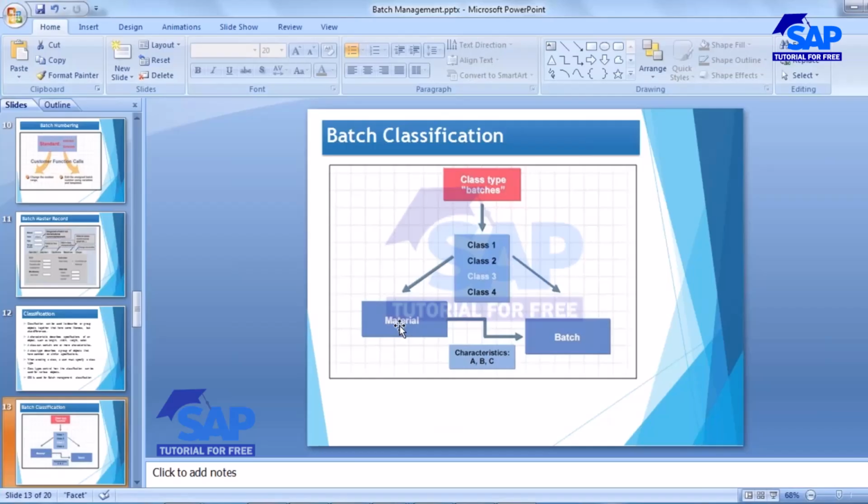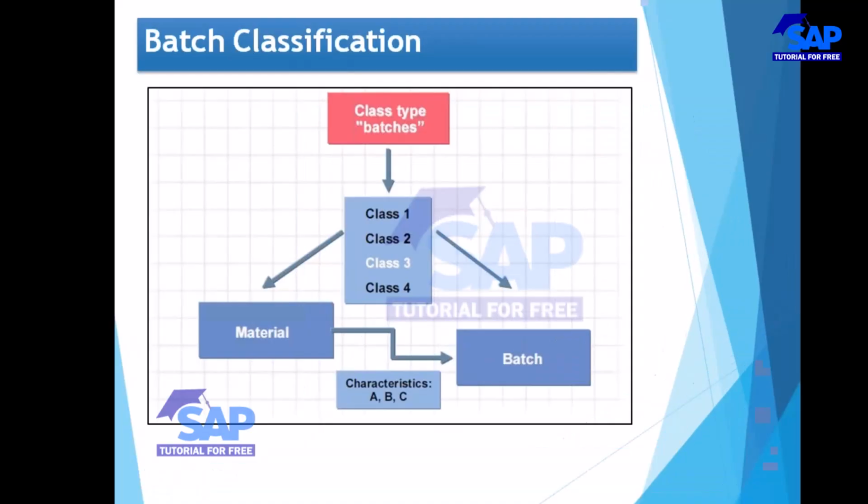So when you assign it to the material, when you are creating the batches, the classification data will get copied to the batch. So you create a batch class that you will assign in the material master. When you create the batches for this material, that classification data will get copied to the batch. Those characteristics and everything which you maintain in the class will get copied to the batch. So this is how you set up classification.